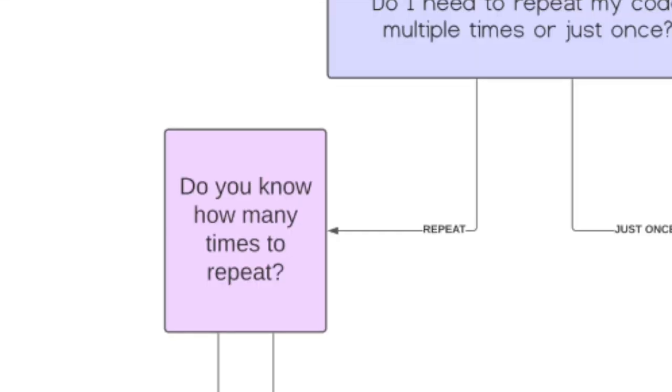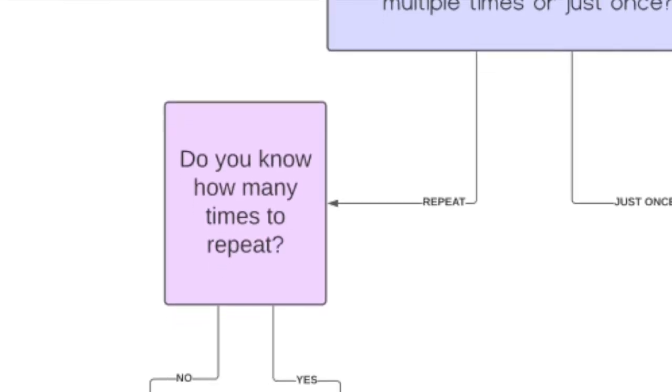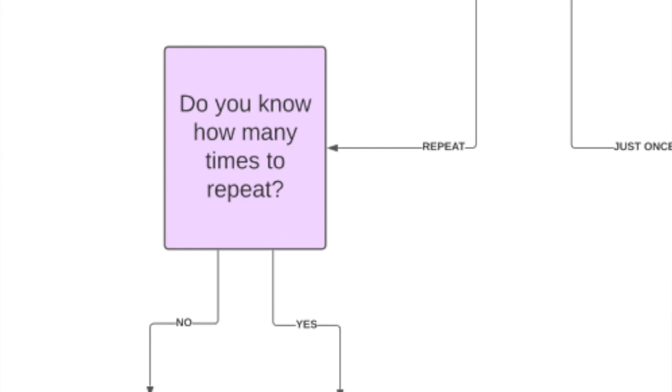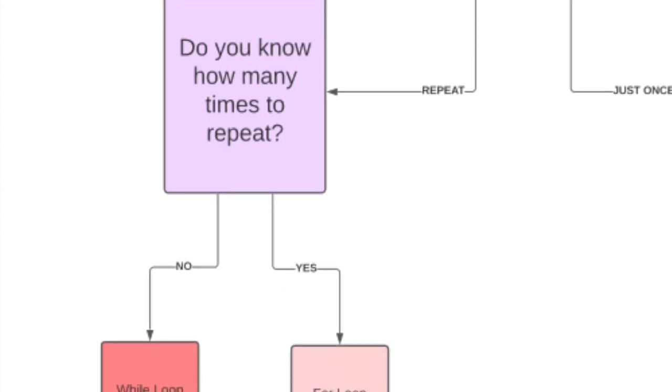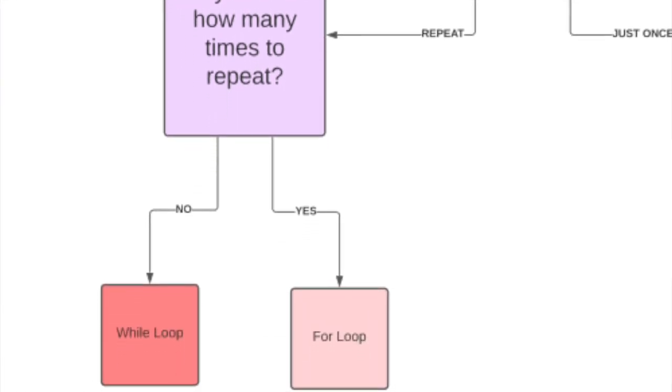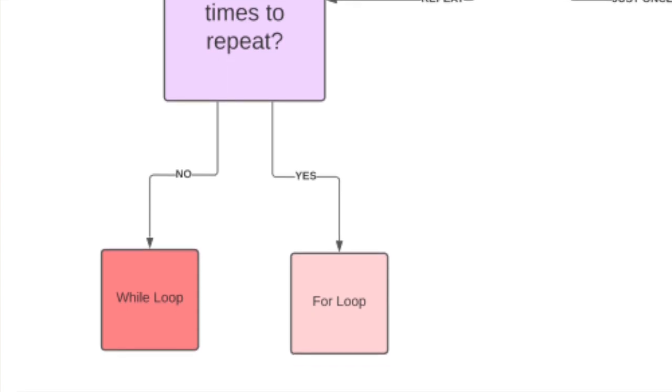And then that split off onto two more questions. Yes, it needs to repeat, do they know how many times? If they knew that number, then they would want to use a for loop because they know the number of repeats. It needs to repeat 5 times. It needs to repeat 10 times. If they don't know the number, but they know their code needs to repeat, then it was a while loop. That flow charted out where you could see the yes and no answer to that question.